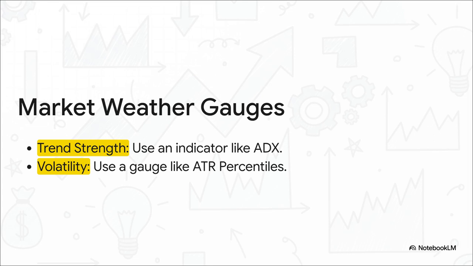The great news is, you don't have to just guess what the weather is. There are objective tools you can use to measure it. For trend strength, something like the ADX indicator is pretty common. And for volatility, you can use ATR percentiles to see if the market's movements are way higher or lower than usual. Think of these as your own personal market weather gauges.